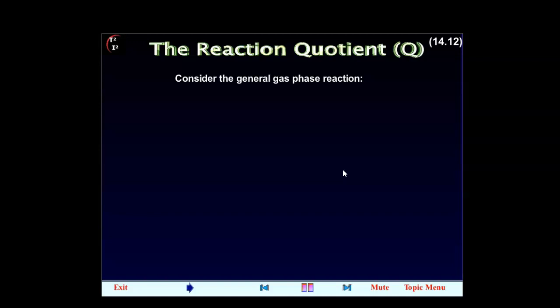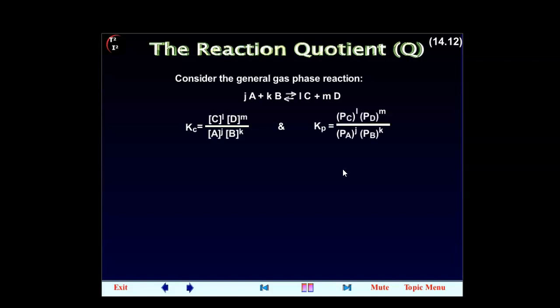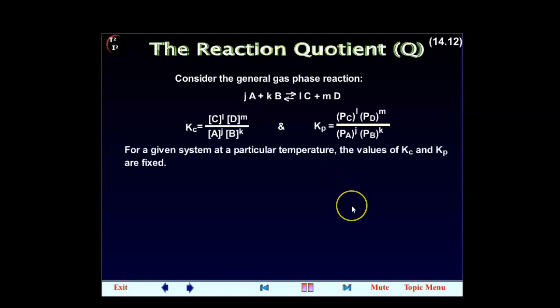Consider the general gas phase reaction. K sub C is equal to concentration of C to the power L times concentration of D to the power M divided by concentration of A to the power J times concentration of B to the power K. K sub P is equal to partial pressure of C to the power L times partial pressure of D to the power M divided by partial pressure of A to the power J times partial pressure of B to the power K.